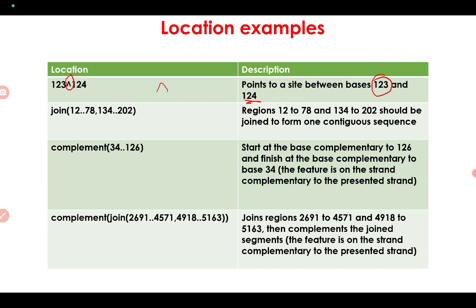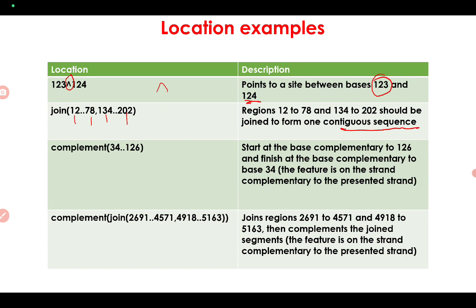Join command, as I earlier told you, is where different small fragments join together to form a coding sequence. For example, my coding sequence starts at 12 and ends at 78, the first fragment. The second fragment starts at 134 and ends at 202. So when we join them, it shows the contiguous sequence.